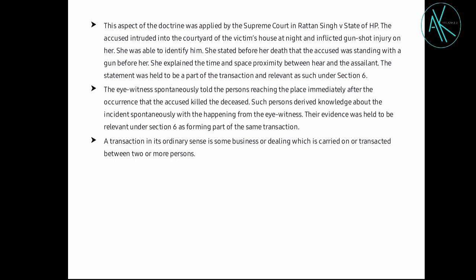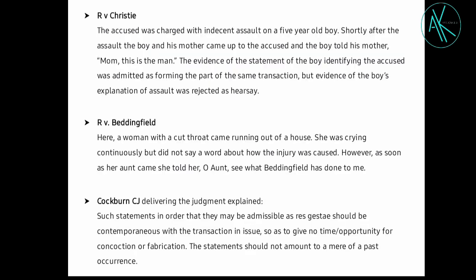The eyewitness spontaneously told the person reaching the place immediately after the occurrence that the accused killed the deceased. Such person derived knowledge about the incident spontaneously with the happening from the eyewitness. Their evidence was held to be relevant under Section 6 as forming part of the same transaction. A transaction, in its ordinary sense, is some business or dealing which is carried on or transacted between two or more persons. Now coming to case laws, R versus Chrisley.